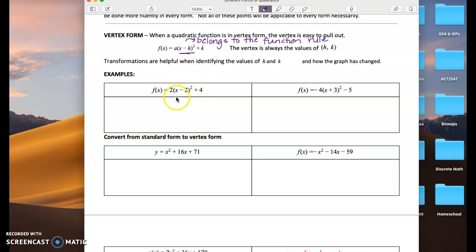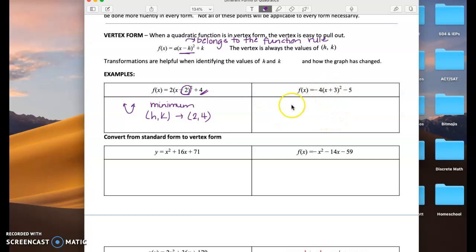So this graph for f of x equals 2 times (x minus 2) quantity squared plus 4. Just looking at this, I know that it's going to open up because it's a positive number in the front, which means that graph is going to have a minimum for the vertex. And remember that it's the h and the k, so I just pull those numbers out of the function rule. So this would be a 2 for h and a 4 for k. That's all that we have to do if it's already in that form for you.